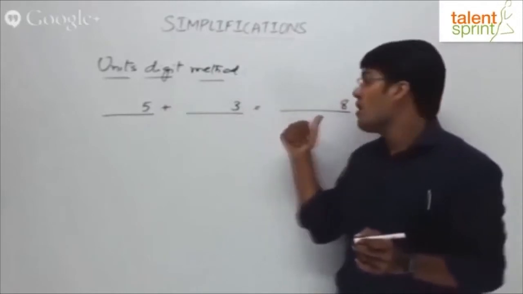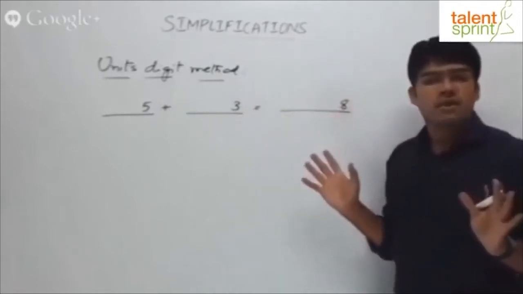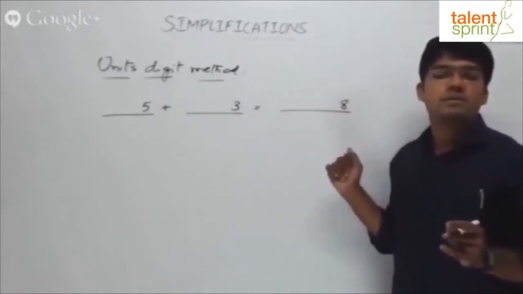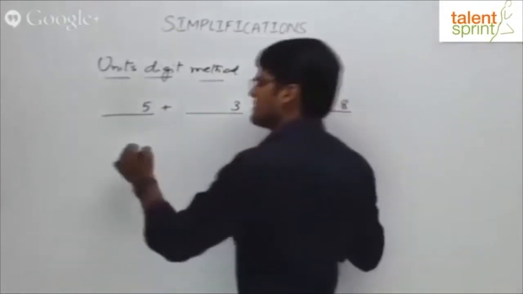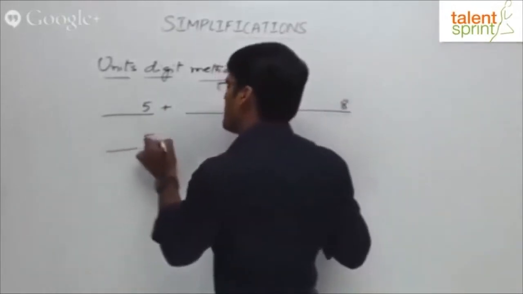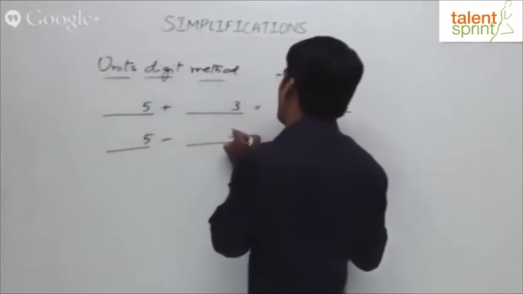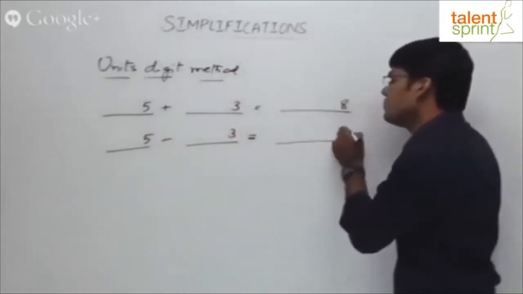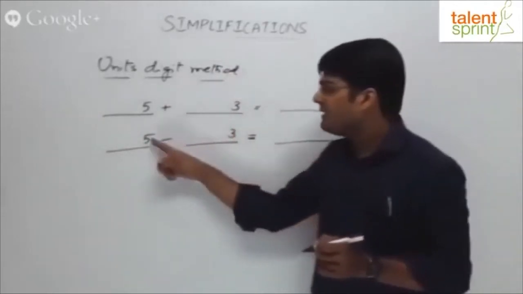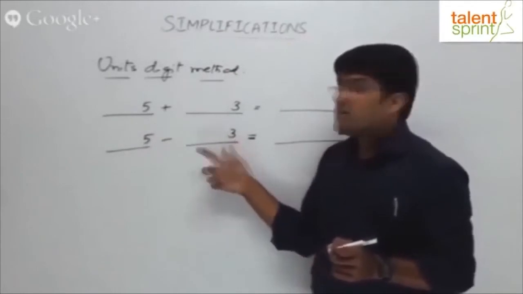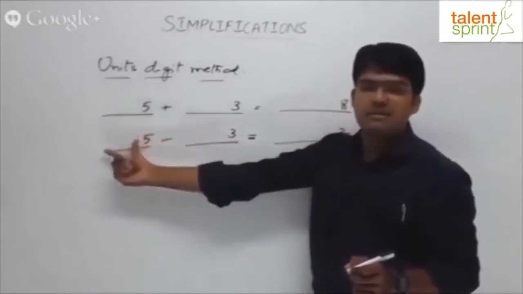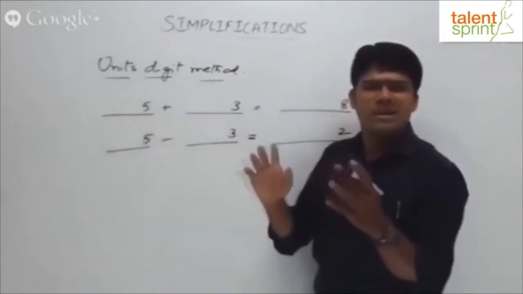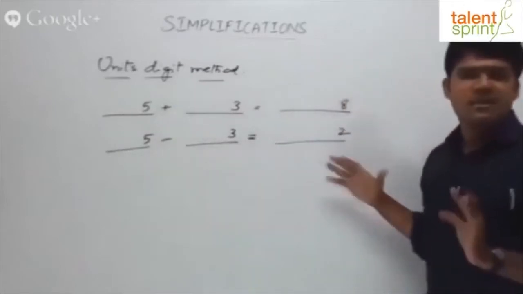The answer has to end in 8. What is going to be the tens place? We are not aware of that, but definitely the units place is going to be 8. Similarly, subtraction. For example, 5 minus 3, let's say. This will end with what? 2. Because we will first subtract this one from the next one, right? Provided this number is larger than the second one. So you understand that 5 minus 3 will give you 2.